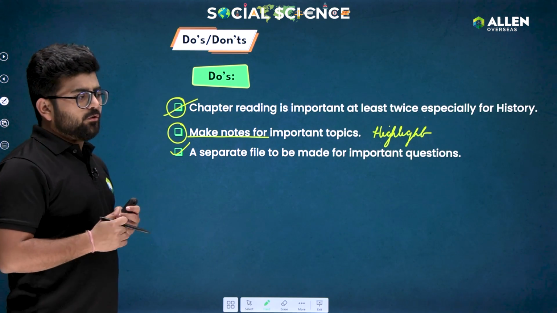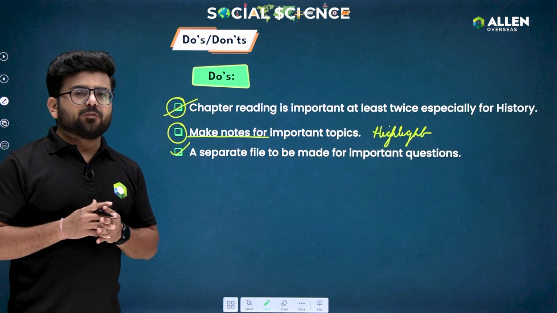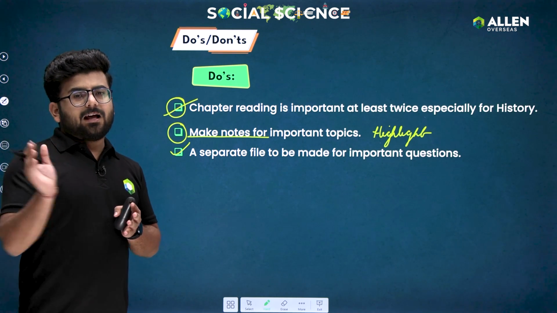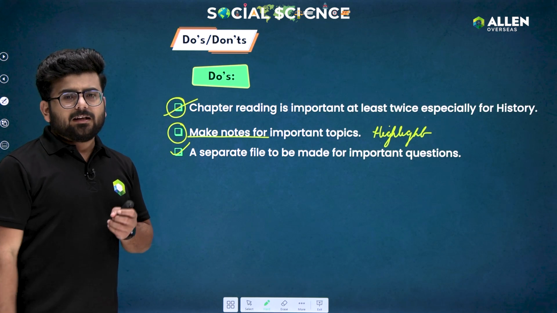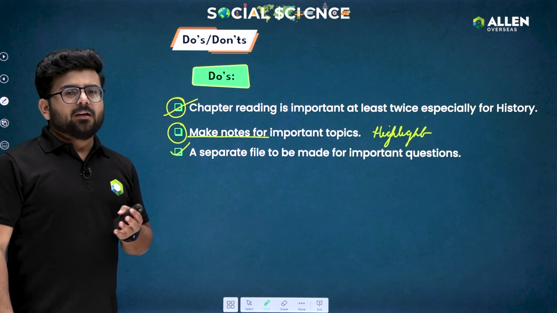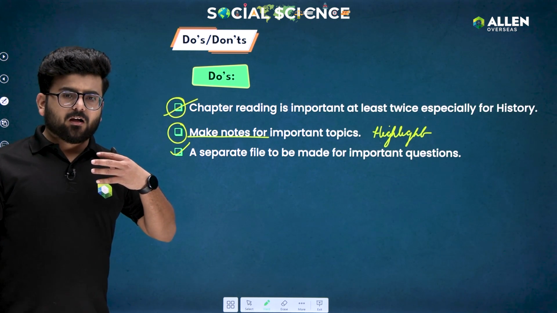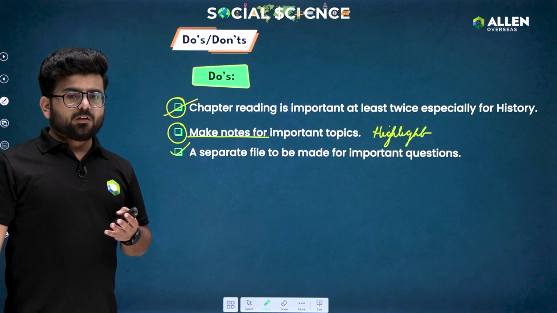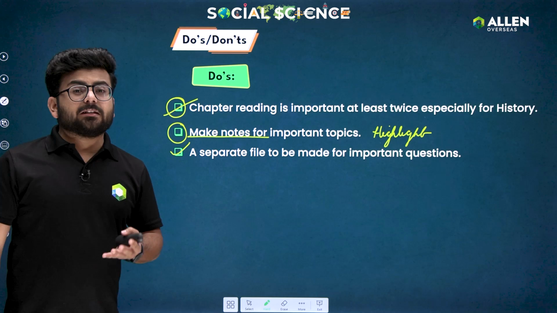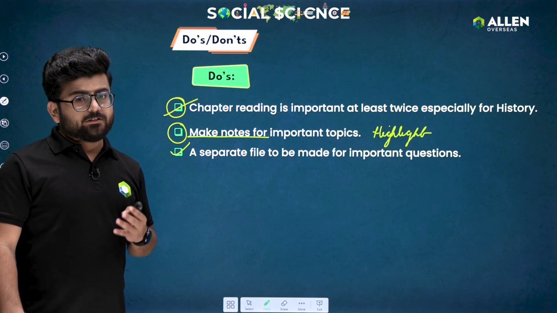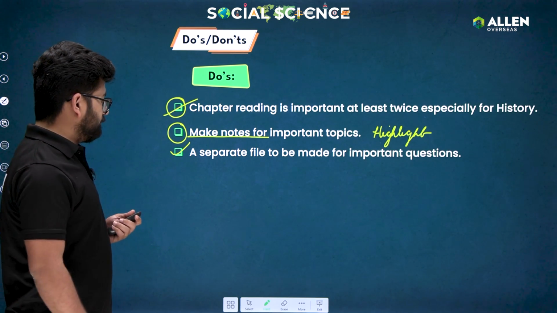So students, you can make a separate file of your assignments so that at the last time before the examination you can revise things quickly. And students, you will have to believe that all such notes and assignments are actually the important questions which you will have to look upon.